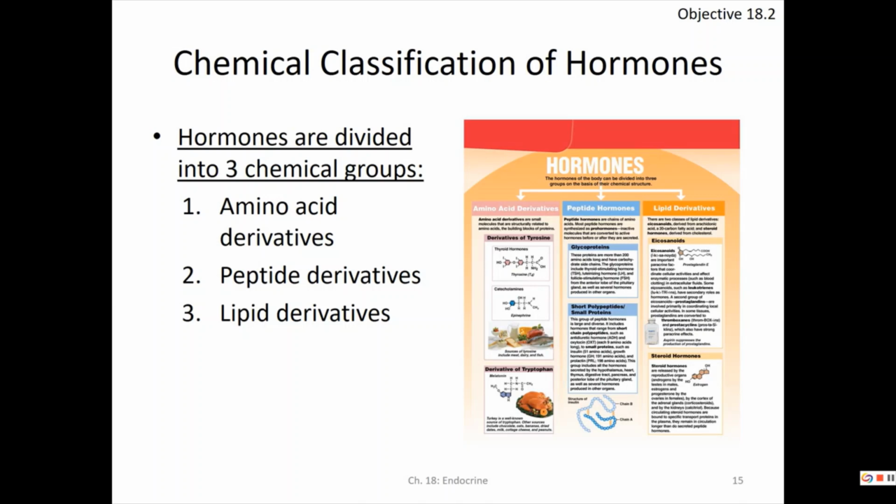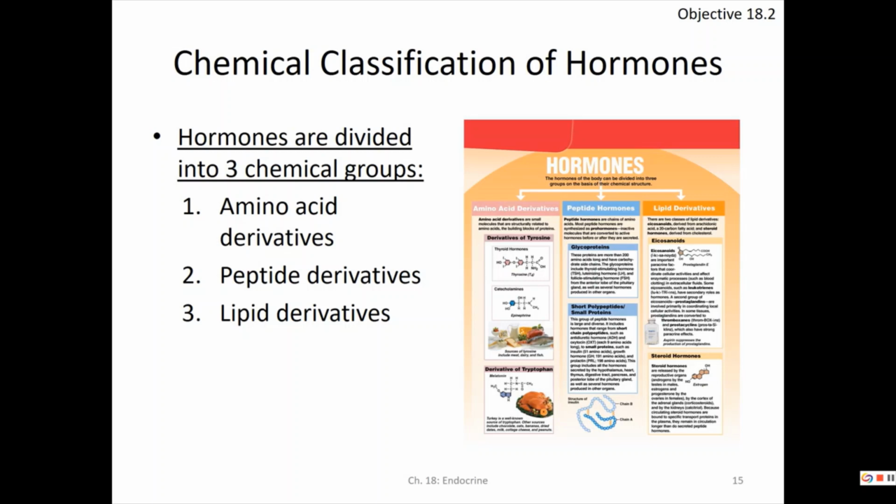Now, what I want to do is discuss the 3 chemical classifications. Here's what I do on my exam. On my exam, there will be 3 questions on chemical classification of hormones, where I say, which of the following hormones are amino acid derivatives? Which of the following is a peptide derivative? Which of the following is a lipid derivative? What am I going to do? You will see 1 amino acid derivative, 1 peptide derivative, 1 lipid derivative on this exam, okay?